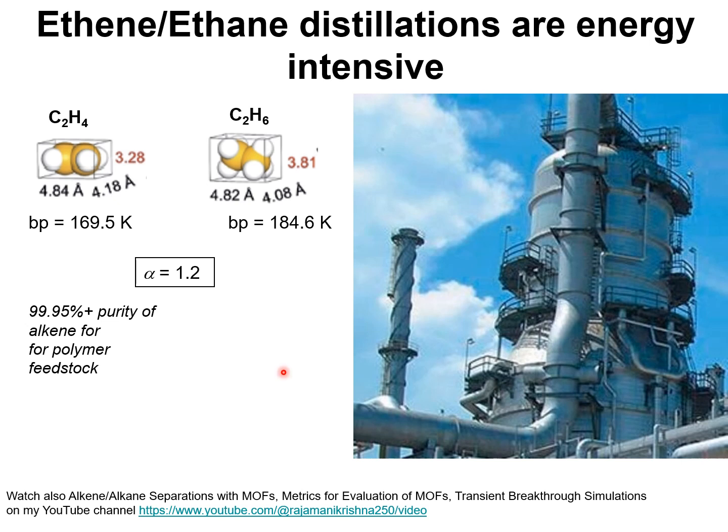Feedstocks for polymerization of ethene to produce polyethylene need to have a purity in excess of 99.95%. Such purities are achievable in distillation separations. However, the distillation columns need to have a large number of trays, about 100 or so, and these are operated at high reflux ratios because of the small differences in the boiling points between ethene and ethane.